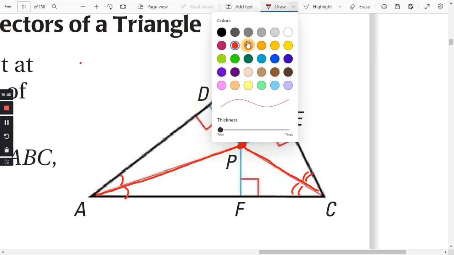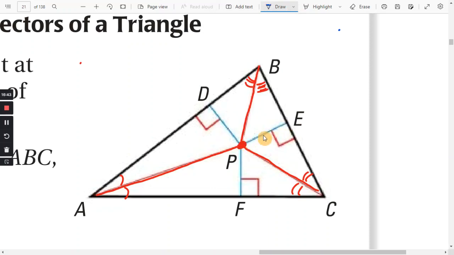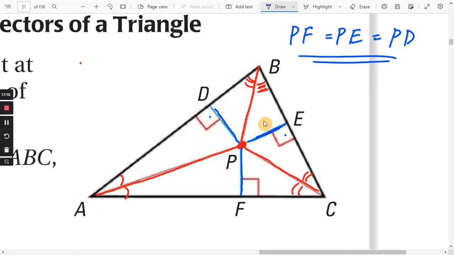As a result, if you go from that point to any one of the sides of the triangle and make the right angle, make it perpendicular, those are all going to be the same distance. So PF, PE, and PD are all the same length. All right, PF, PE, and PD are all equal. That's because they are the same distance to each side of the triangle. Point P is the same distance.